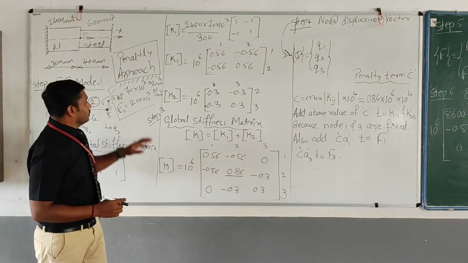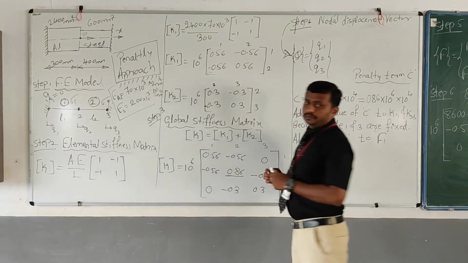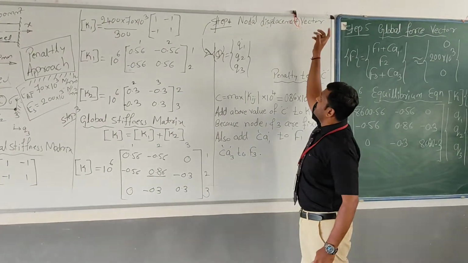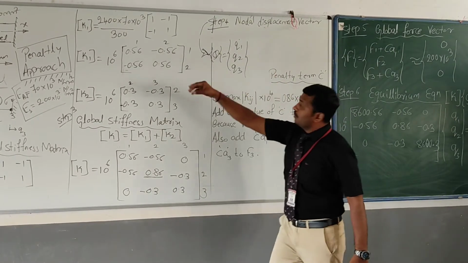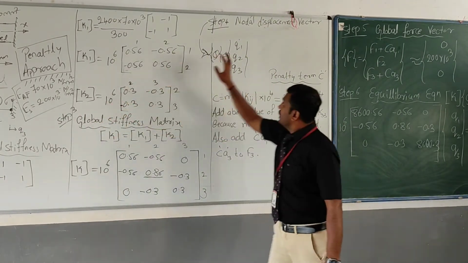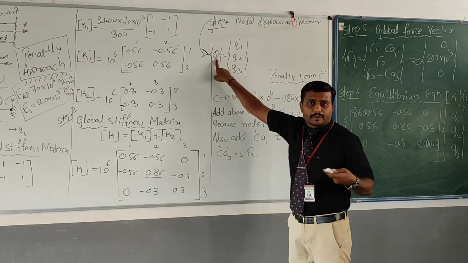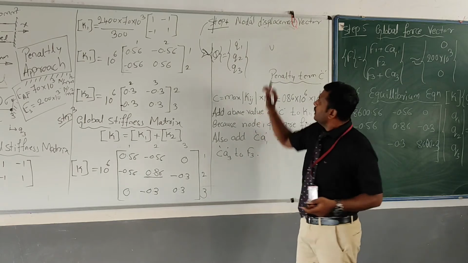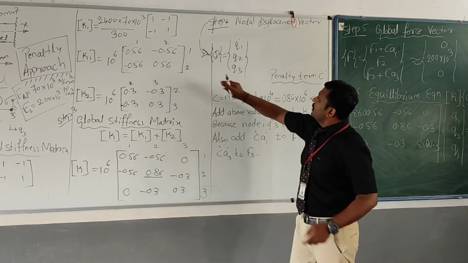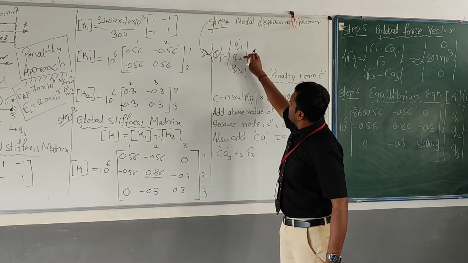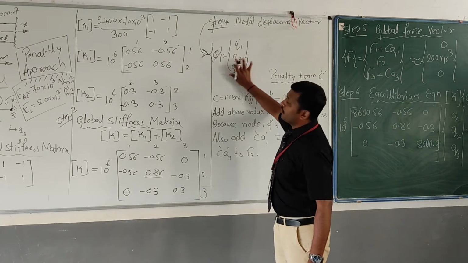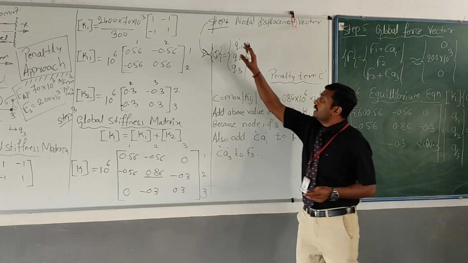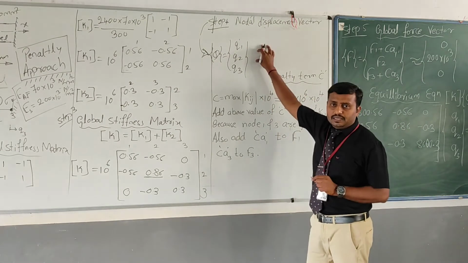Fine. Next, step number 4, displacement vector. Nodal displacement vector means what the displacement is at each node. So Q equal to displacement, we are representing it here as Q, or in some books they will use U. Whichever is convenient, you can follow. Q equal to Q1, Q2, Q3. This is the displacement vector. Right? Very next step is step number 5, that is the global force vector.